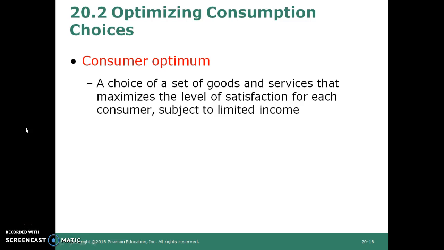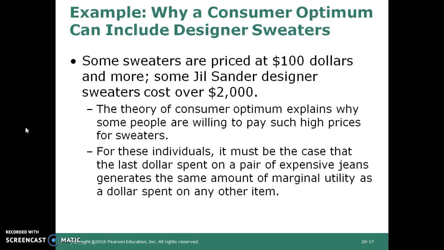When we look at consumer optimization, we're trying to find a set of goods and services that maximize the level of satisfaction for each consumer subject to a limited amount of income. So let's look at some sweaters priced at $100, and Jill Sanders' designer sweater costs over $2,000. We're trying to figure out where the best place to consume is, given our utility and our budget.